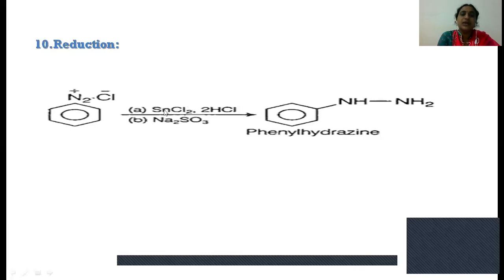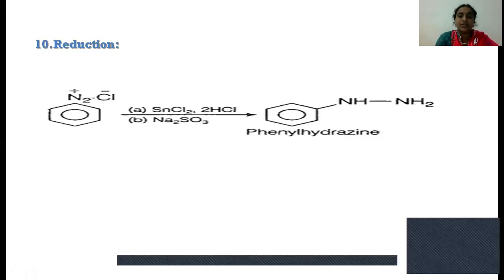So this is the reducing agent. In the presence of the reducing agent, the diazonium group is converted into a hydrazine group. Wherever N triple bond N is present, it is converted into NH, NH2 by the addition of hydrogen. This compound is called phenyl hydrazine. So these are a few very important chemical reactions of benzene diazonium chloride.